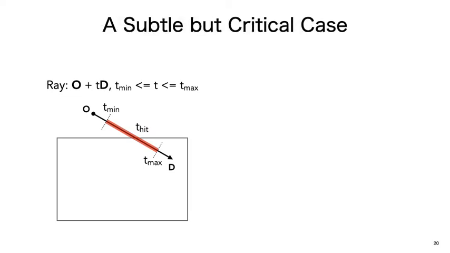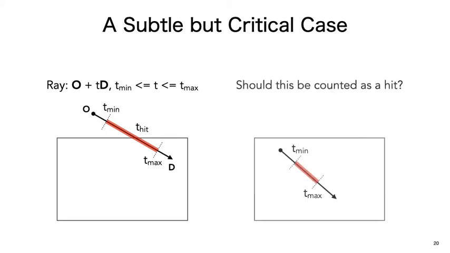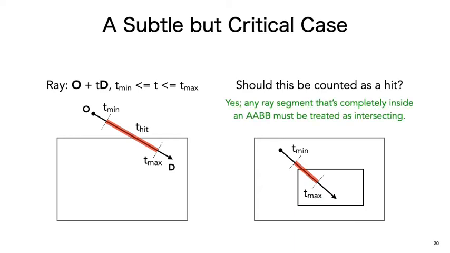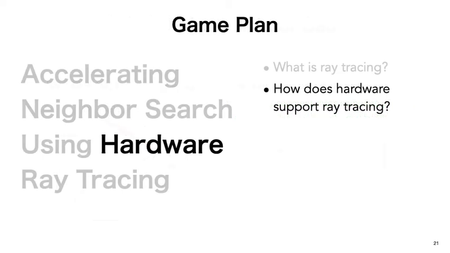However, here is a subtle but very important case that we're going to make use of later, and that is if a ray segment is completely within an AABB, it does not intersect with the AABB, we still have to treat it as intersecting, because it is possible that there is a smaller AABB that does intersect with the ray segment. And so we have to treat the ray to be intersecting with a larger AABB so that the smaller AABB is given the opportunity to be intersecting. And this is a point that we're going to make use of and come back to later.